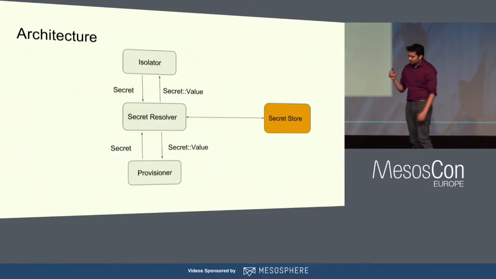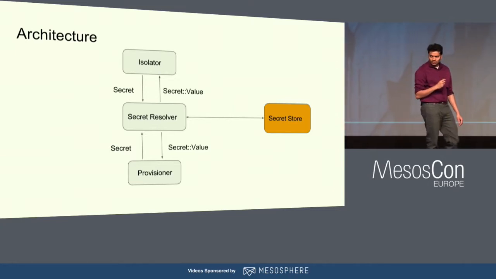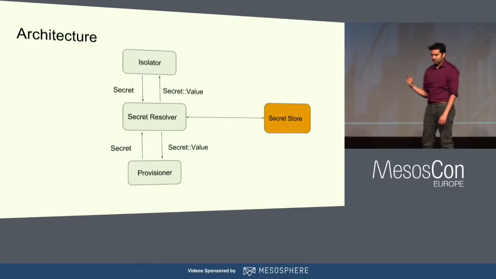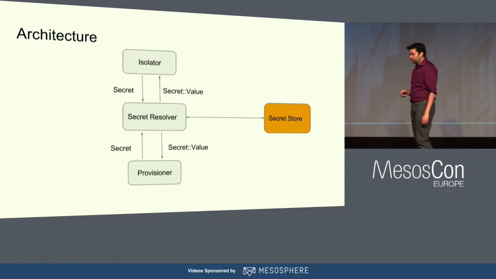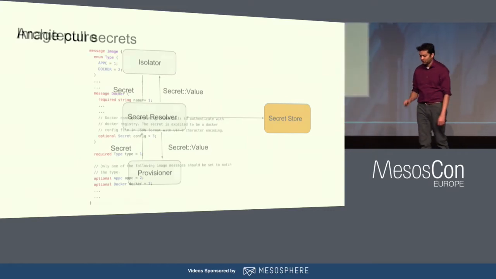And the architecture looks something like this. We have a secret resolver that the provisioner, which is the component in the Mesos agent that is responsible for provisioning container images, is going to talk to. We also have some isolators that can talk to the secret resolver. Both of them pass it the actual secret proto, let's say, as a reference. Then the resolver talks to the secret store, gets a value, and passes that value to the corresponding client, whether it's a provisioner or an isolator.